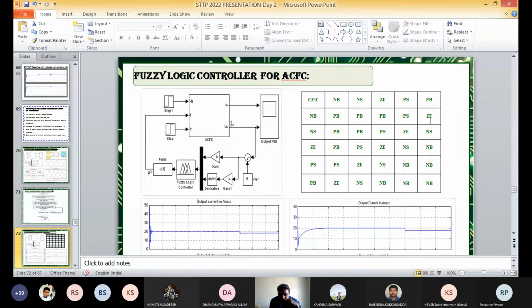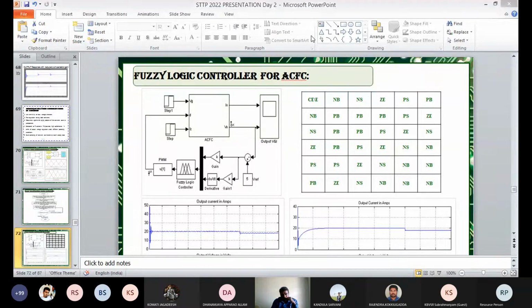Once you know the table, then we are able to design the controller for any type of fuzzy logic controller for any type of system. So how to form the table? It is nothing but the error and changing error. These are the variables: the error signal, negative big, negative small, zero error, positive small and positive big.